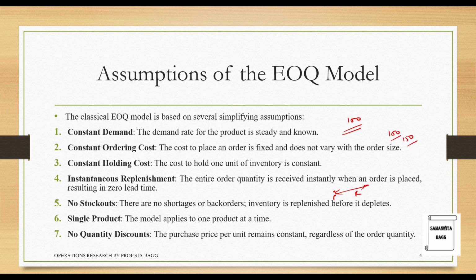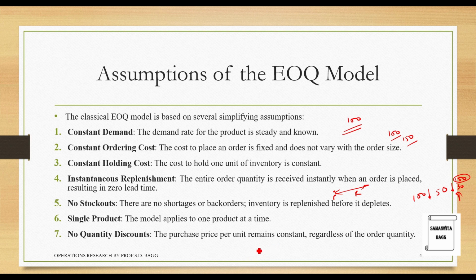No stockouts, there are no shortages or back orders. Inventory is replenished before it depletes. So if you have placed an order of say 100 quantities and over a period of time this gets reduced to 50 because you have used and it further reduces to 30. At this point you make an order and then your replenishment is done of 100 more quantities. So in that case you don't have to face shortage even when this 30 reduces to 0 in the next process of making the products.